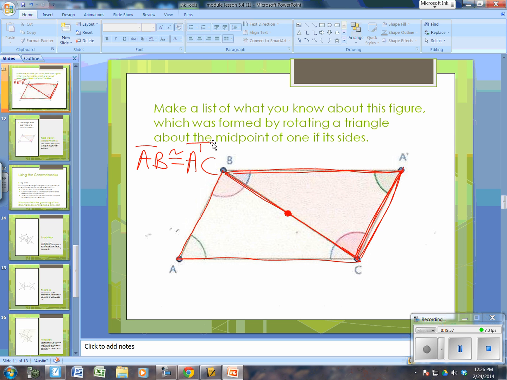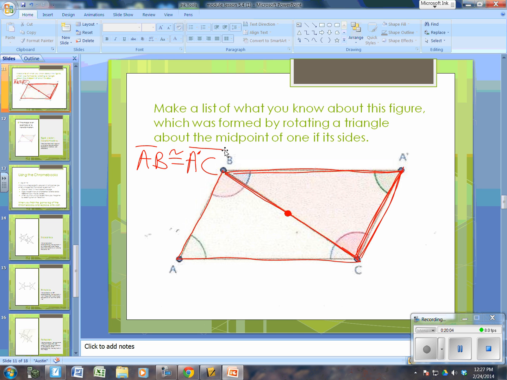It looks like a T, doesn't it? That's supposed to be the segment symbol over the top. A prime C. I should do that a little differently. This is A prime, so that's like that. A prime C. Okay, what else is congruent? BC is congruent to BC. What else?